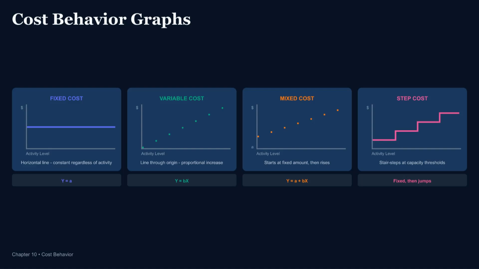Step costs, step fixed costs. These remain constant over a specific range of activity, but jump to a higher level once that activity threshold is exceeded. They resemble a staircase pattern. An example is hiring an additional supervisor once the number of staff exceeds a certain number.